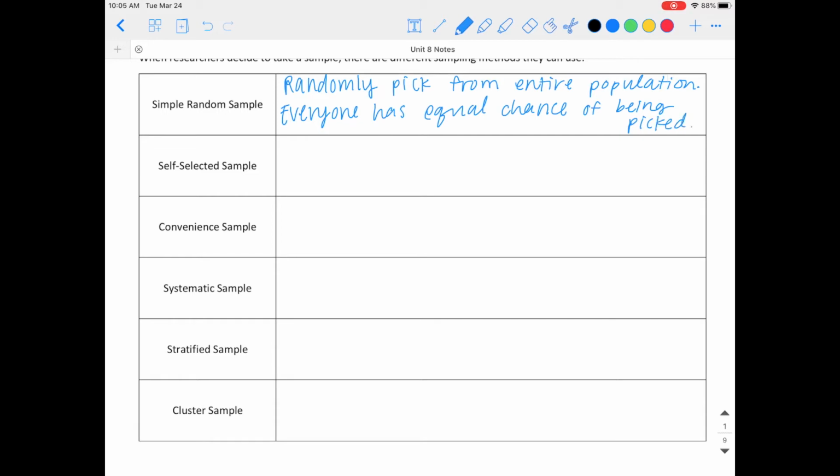So going still with our school idea, if I had a roster of every single student in the school, then I could just get like a computer program to randomly pick 100 people from that roster, and then I have a simple random sample of the students in the school.